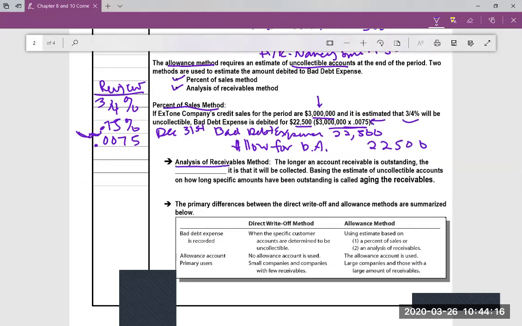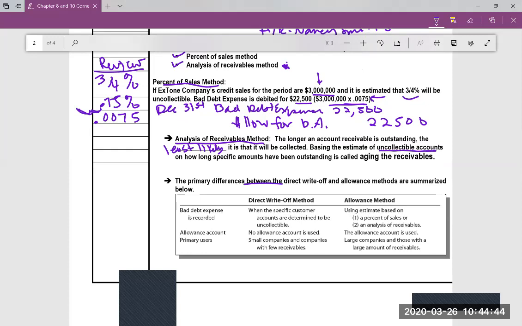Okay, the analysis of receivables method: the longer an account receivable is outstanding, the less likely it is that you're going to collect it. So the longer you have this amount that people said they're going to pay you, the longer it goes on, the less likely it will be collected. So you have this aging report, and that's how you estimate the uncollectible accounts. And that would be this one right here.